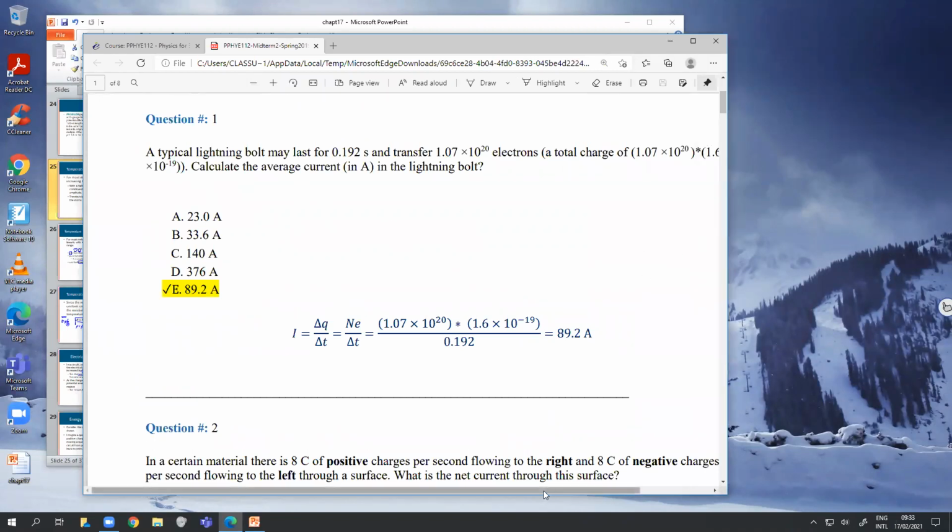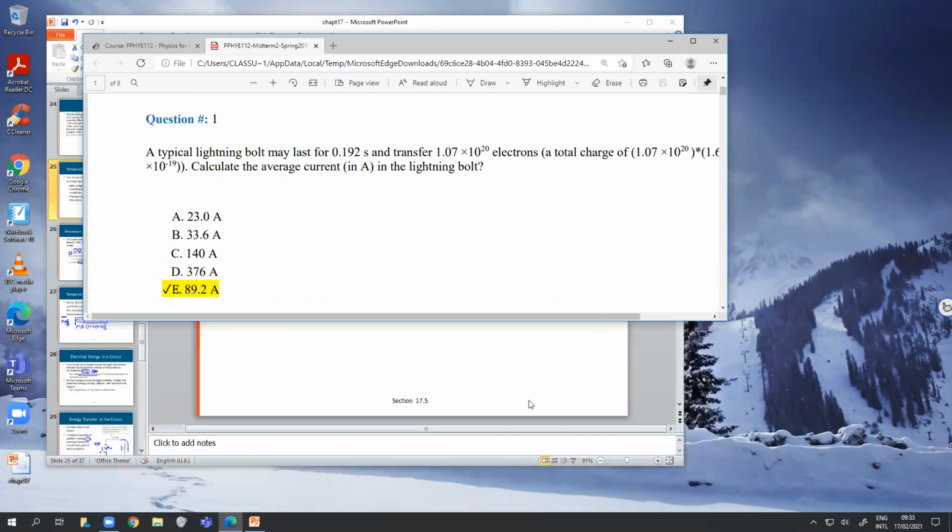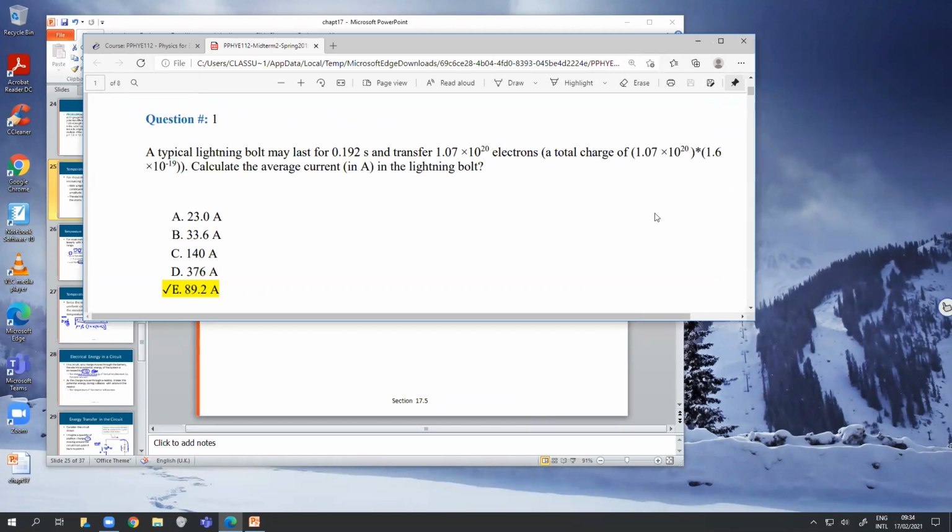A typical lightning bolt lasts for 0.192 seconds and transfers 1.07 times 10 to the power 20 electrons, a total charge. So you're being helped by giving you part of the answer. Calculate the average current in the lightning bolt.